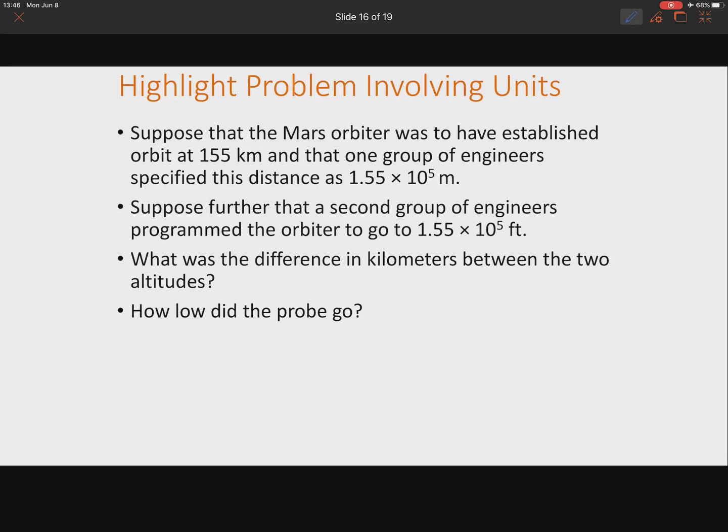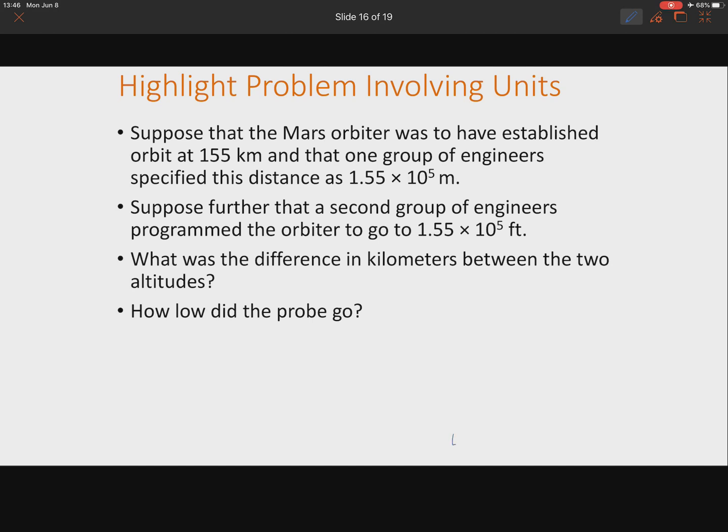Suppose the Mars orbiter was to have established an orbit at 155 kilometers, and one of the groups' engineers specified the distance as 1.55 × 10^5 meters. Now, the next group thought that was feet, so they put it in as 1.55 × 10^5 feet. What's the actual difference in kilometers? If you're interested in calculating that, I can check your answer, or we can do it together in the next video. But give that one a shot. I think that would be nice for you to practice. Find out how low the orbiter actually went.